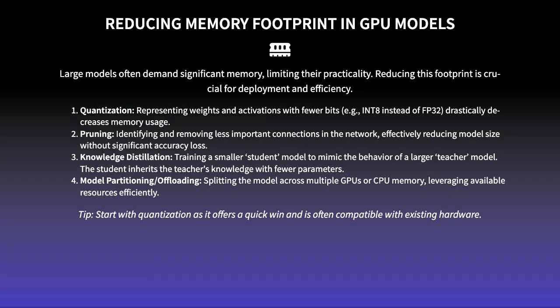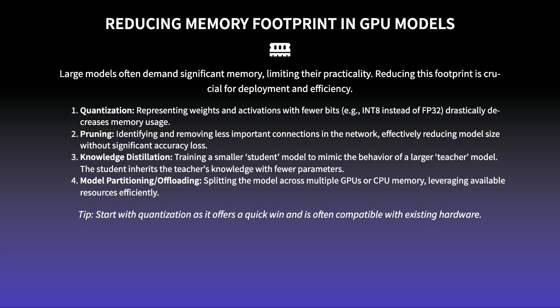Okay, let's talk about shrinking the size of our models. A huge challenge when working with really big AI models is memory. They can take up a lot of space. So how do we tackle this? Well, there are several clever techniques. First off, quantization is a super popular one. It's like reducing the precision of the numbers used to represent our models' weights and activations. Instead of using 32-bit floating point numbers, which take up a lot of space, we can use 8-bit integers.